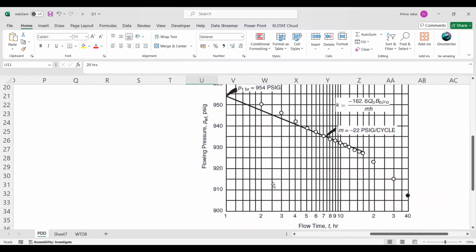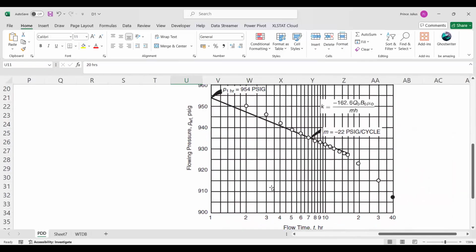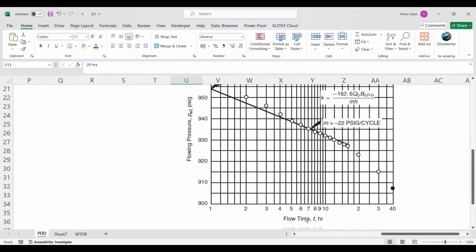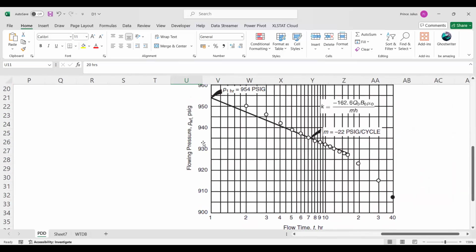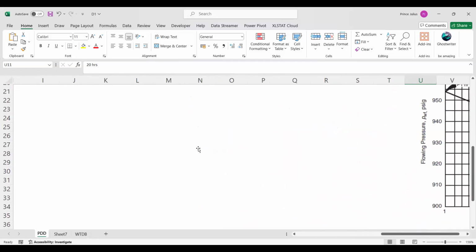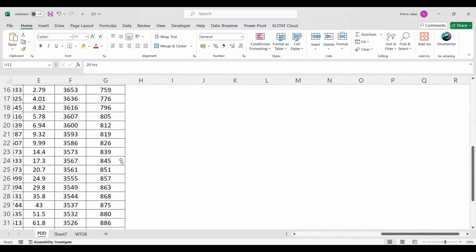So this is the pressure drawdown graph. If you observe carefully here, the y-axis is wellbore pressure, the x-axis is flow time, and the x-axis is in logarithmic scale. You can see the values were in logs, but on the y-axis, the values were linear. So let us do the same over here.